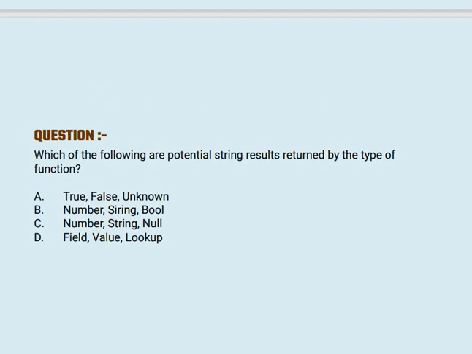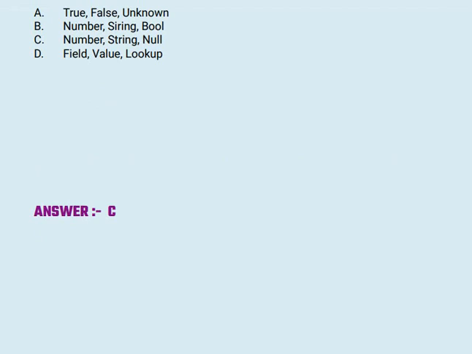Option A. True, false, unknown. Option B. Number, string, bool. Option C. Number, string, null. And option D. Field, value, lookup. The correct answer is option C. Moving to next question.